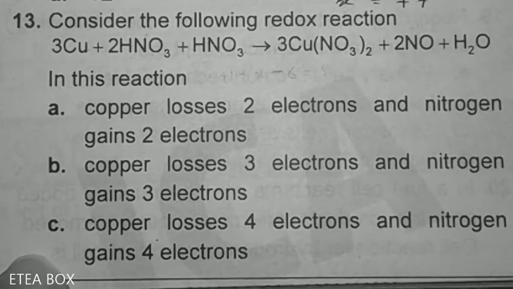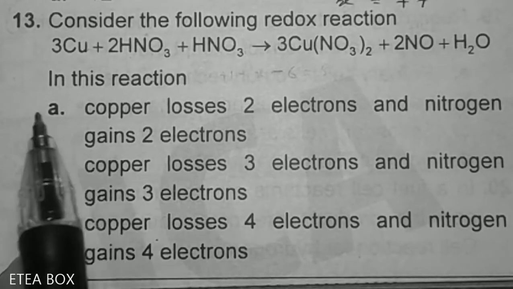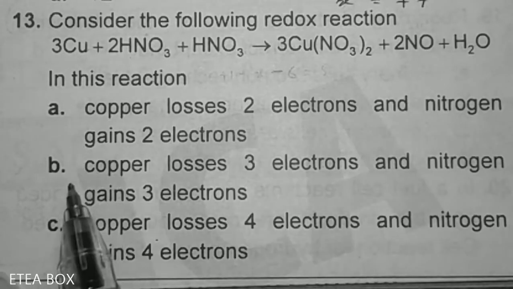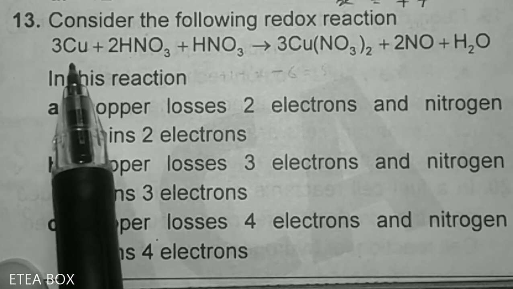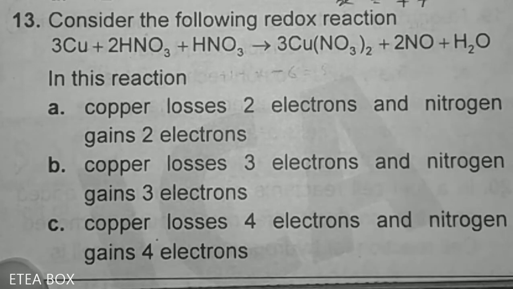Now 13. Consider the following redox reaction. Here a reaction is given. In this reaction we have to find how many electrons are lost by copper and how many electrons are gained by nitrogen. Okay, let's find this one.